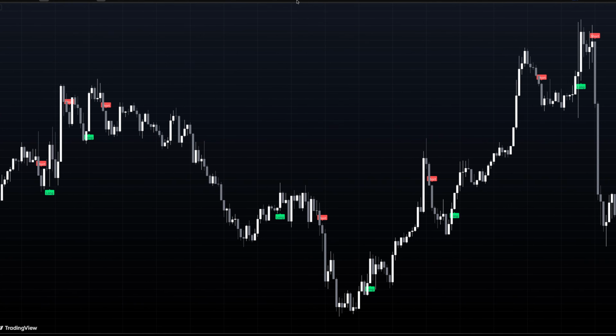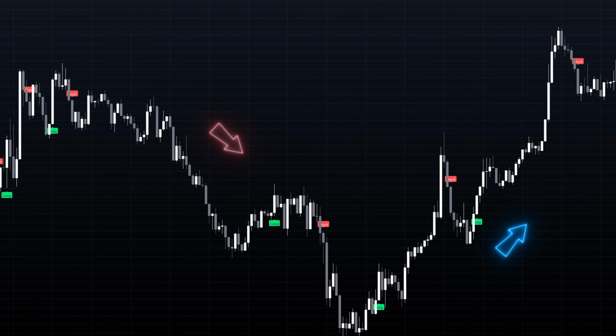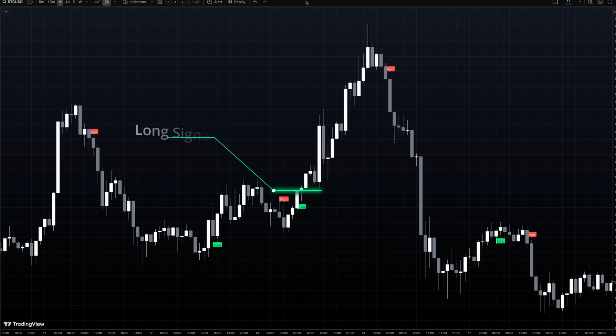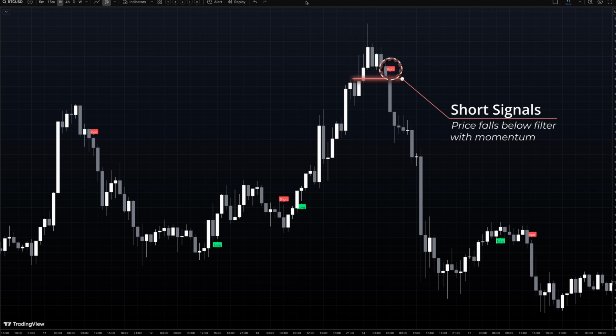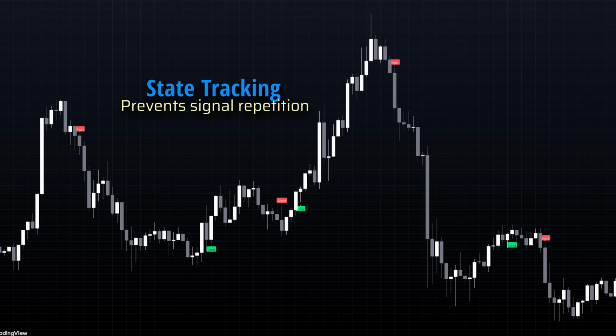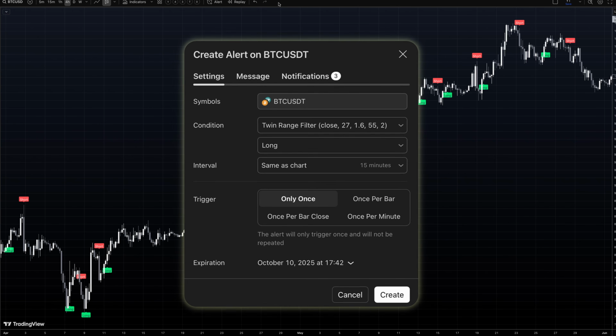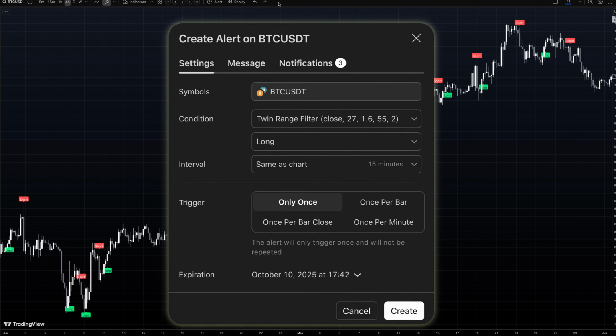Signal generation relies on directional momentum tracking that counts consecutive periods where the filter moves up or down. Long signals trigger when price exceeds the filter value with upward momentum, while short signals activate when price falls below the filter during downward momentum. The system includes state tracking to prevent signal repetition until the opposite condition occurs. Alert conditions are built in for automated trading system integration.